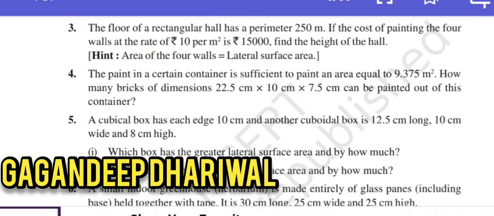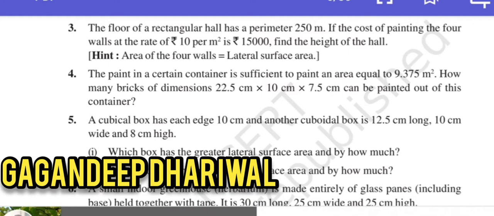So here you have to find the height of the hall, and what is given to you is the perimeter of the floor. The perimeter is twice length plus breadth, equal to 250. From this you will get the relation between length and breadth. Here the total cost is given to you as well as the rate. So for finding the area which is painted with this given rate, you have to divide 15,000 by 10, so you will get the area which is painted.